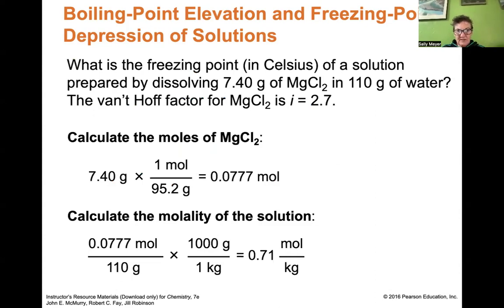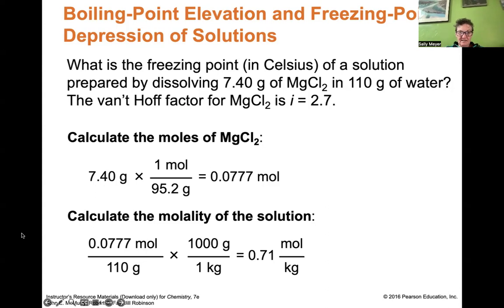So this is just asking you to do a calculation. What's the freezing point of a solution prepared by dissolving some magnesium chloride in water? And it gives us the Van't Hoff equation. A Van't Hoff factor of 2.7 says that magnesium chloride doesn't completely dissociate. If it did, it would be 3, because you'd get 1 magnesium 2+ and 2 chloride ions, but it's slightly less than that. So it's not completely dissolving.